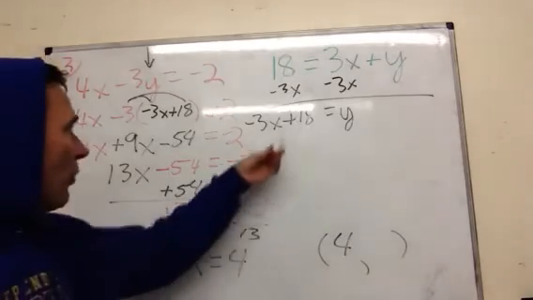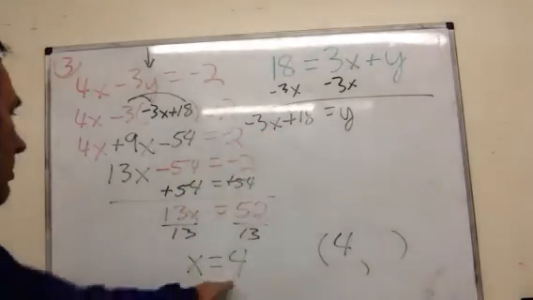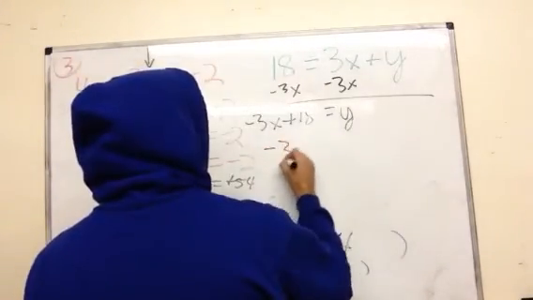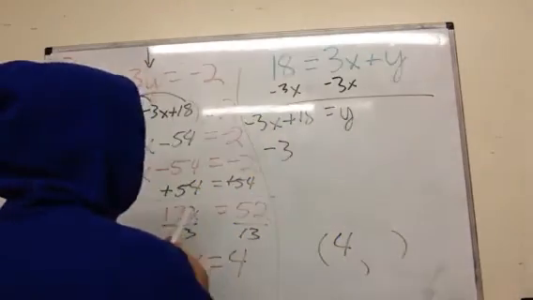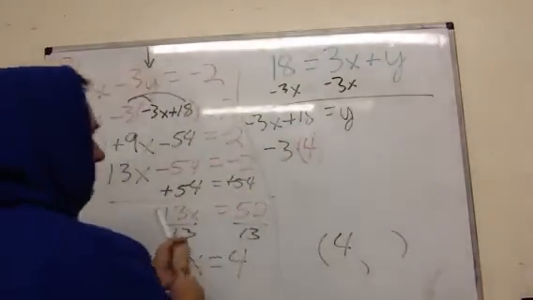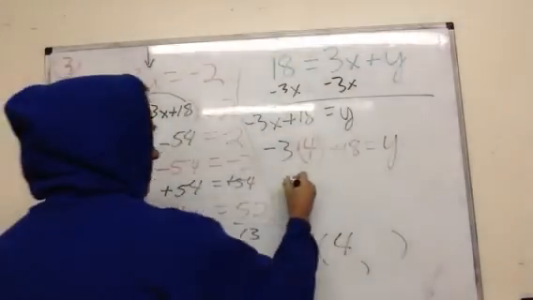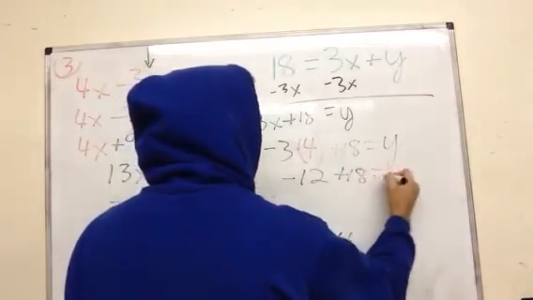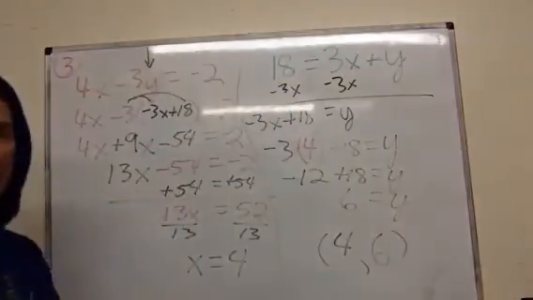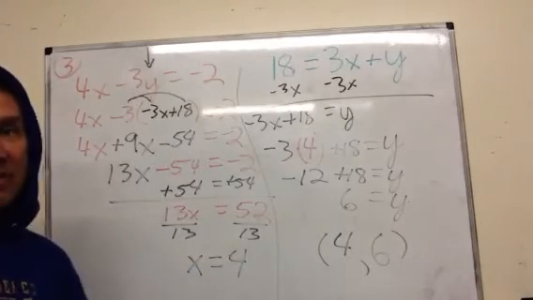Now, I can plug this 4 into this equation we started with. I can plug the 4 right in here. So I end up with negative 3 times 4, there's my substitution, plus 18 equals the y value. Negative 12 plus 18 ends up being 6. So our answer for this system of equations is 4, 6.